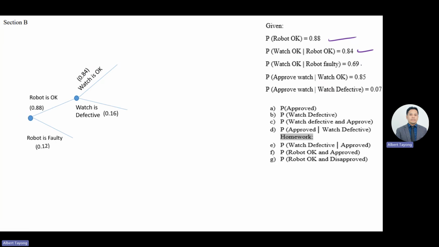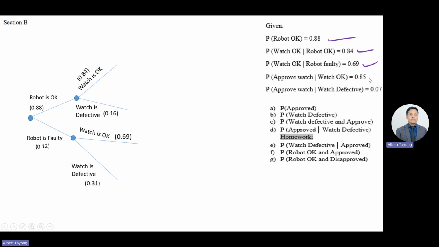Okay, next is 0.69. That is, watch is okay, given that robot is faulty. So we have to continue here. So this is watch is okay, 0.69, given that robot is faulty. Okay, so before that, robot is faulty. The opposite is watch is defective, 0.31. That is 1 minus 0.69.